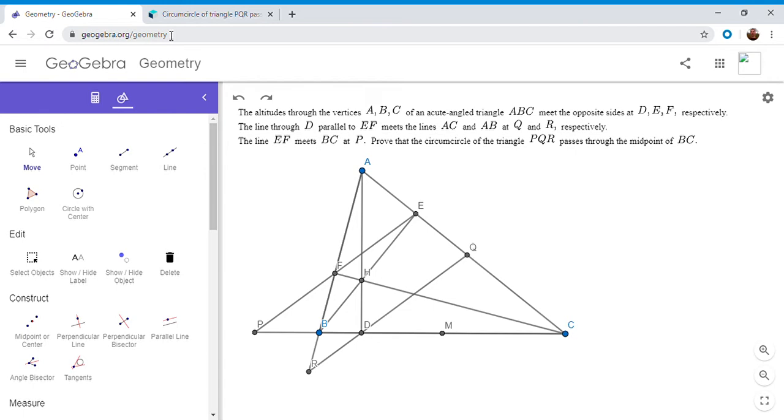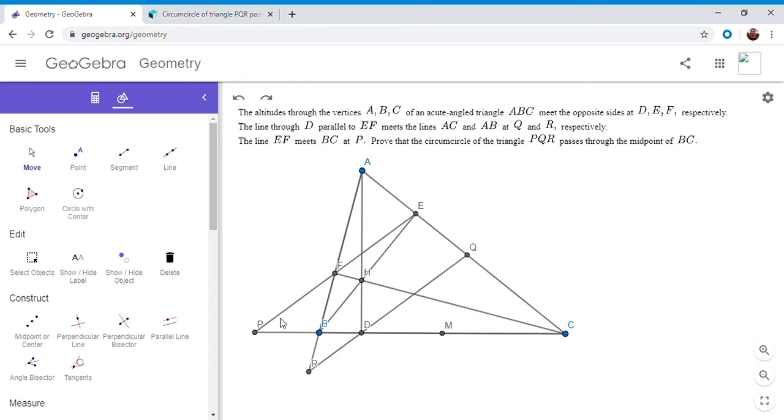Alright, so now I'm going to go over the solution. So we have a triangle ABC. D, E, and F are the feet of the altitudes. And the line through D parallel to EF meets AB and AC at R and Q. So AB you have to extend in this figure. The line EF meets the line BC at P. And we want to show that the circumcircle of PQR passes through the midpoint of BC, which I've called M.